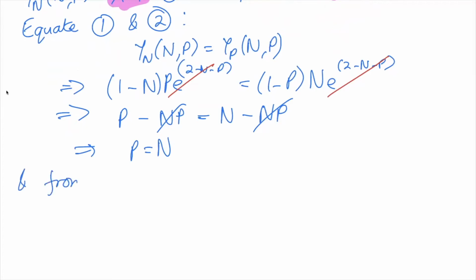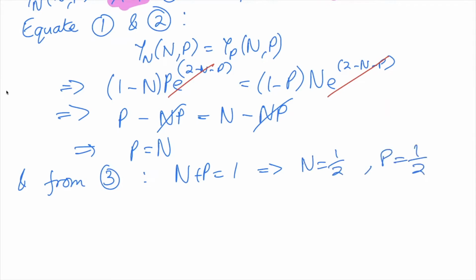And from equation 3, our constraint, we know that n + p is equal to 1. So that tells me that since n and p are equal to each other and n + p must equal 1, n is equal to a half and p is equal to a half. And these are again in grams per meter squared, so we should include our units.